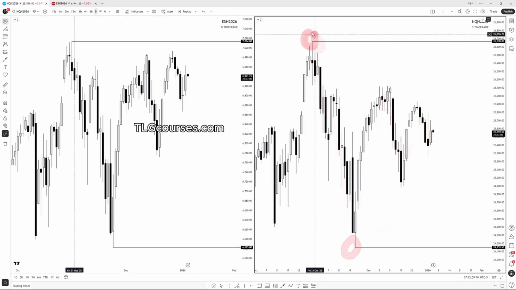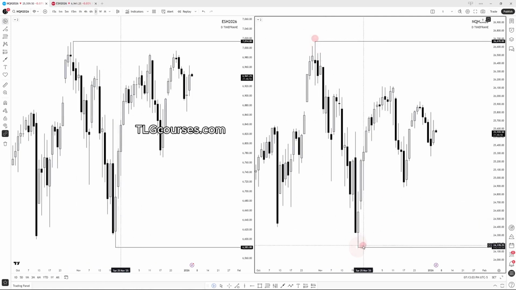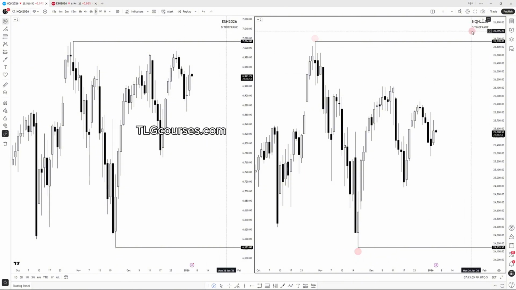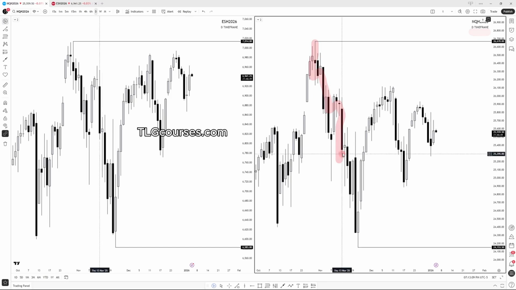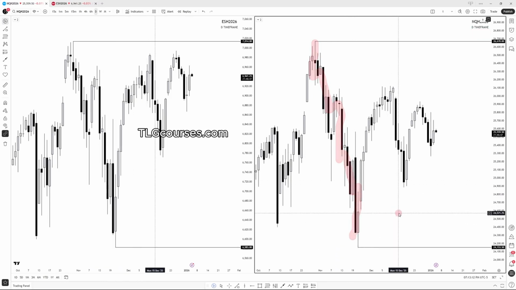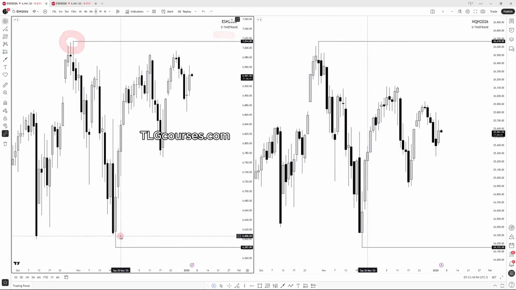Now, why am I picking this high and this low? Well, this is the most extreme high and the most extreme low on a higher time frame chart. So this would be, quote unquote, our anchor for the higher time frame context. Now, if we look at the S&P 500, we have that same high. We also have that same low.